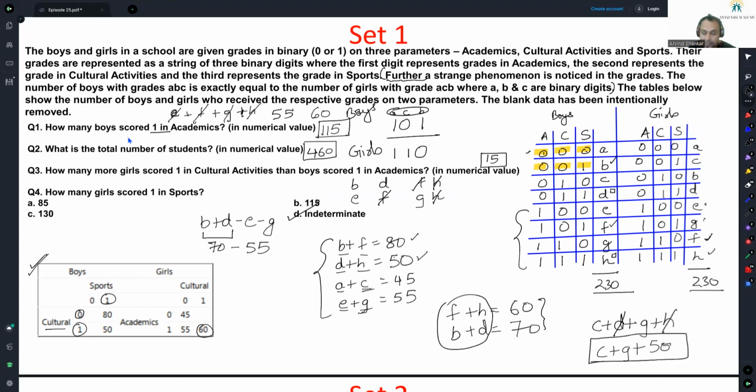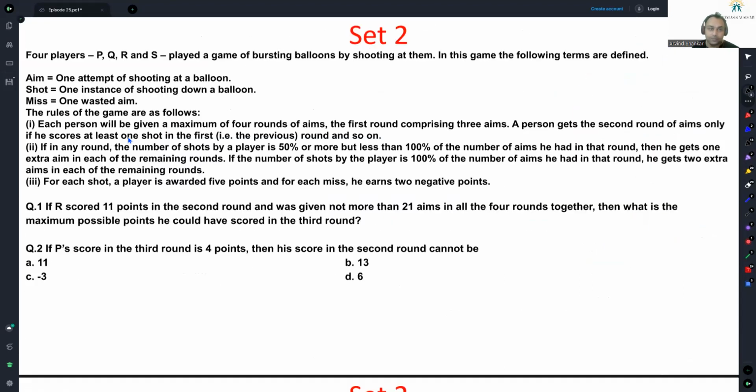Okay, moving on to the next set. 4 players, P, Q, R, S, played a game of bursting balloons by shooting at them. In this game, the following terms are defined. Aim is equal to 1 attempt of shooting at a balloon. Aim is an attempt. Shot is 1 instance of shooting down a balloon. So when you hit, it is called a shot. Miss is 1 wasted aim.